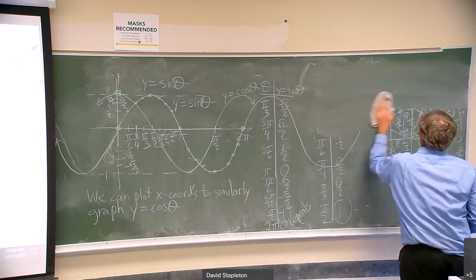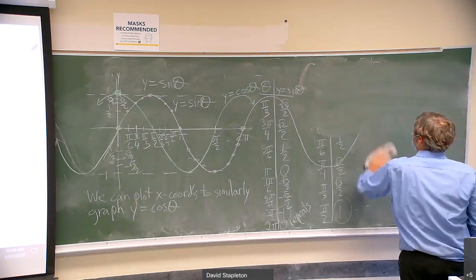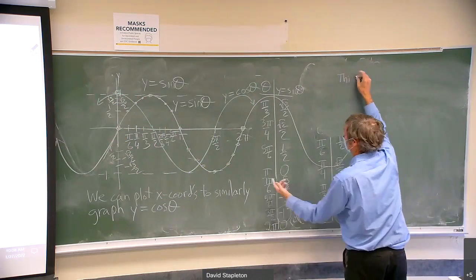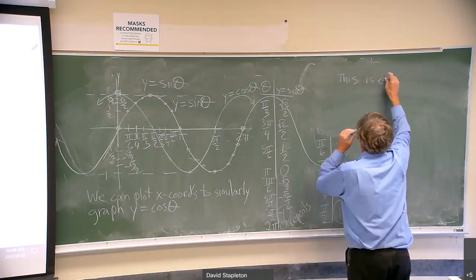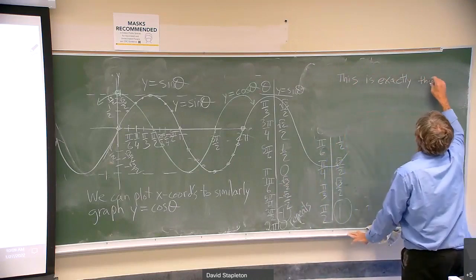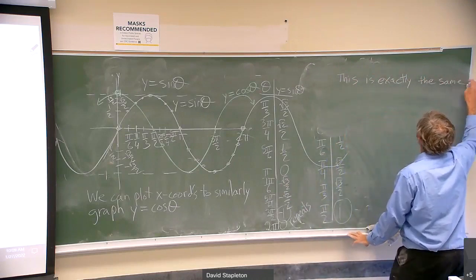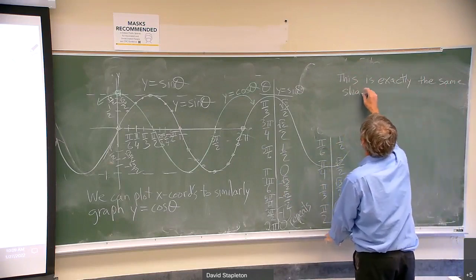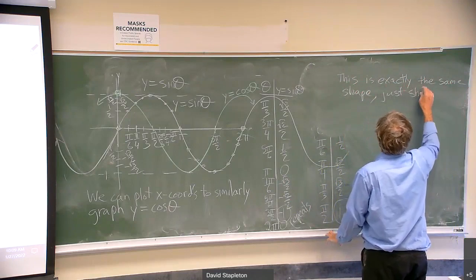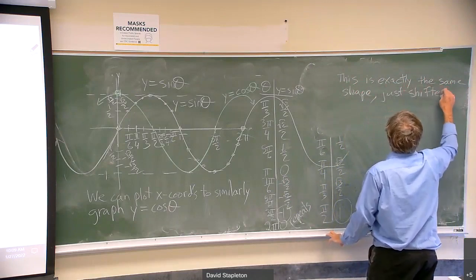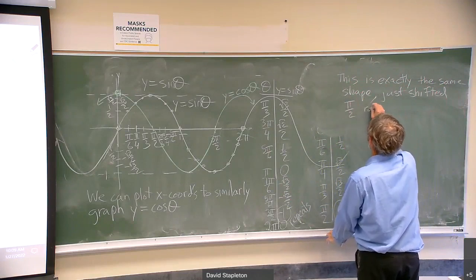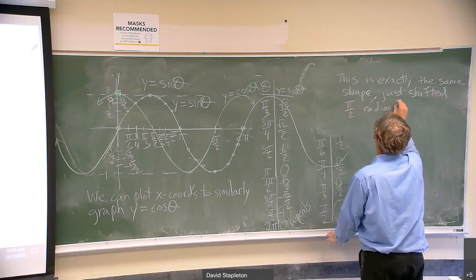And one more thing, we can say this is exactly the same shape. It looks like it from the table, but in fact, it is exactly the same shape. And here's the reason. It's just shifted pi over 2 units left, pi over 2 radians left.